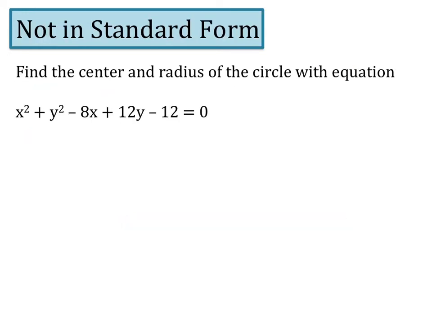Sometimes we're given the equation for a circle that's not written in standard form, but we can still do algebra to manipulate the equation to make it look like it's in standard form, and then draw the information from there. So the idea here is to take this equation and make it look like this. Now to do that, you're going to have to complete the square. So that's our main tool here, is completing the square.